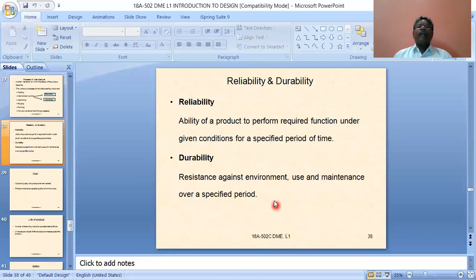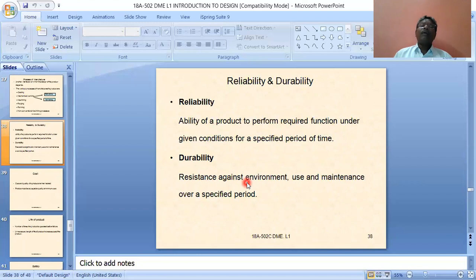Another factor is reliability and durability. What is reliability? It is the ability of a product to perform a required function under given conditions for a specified period of time. Required function, specified period of time: that is reliability. Whereas durability is resistance against environment.